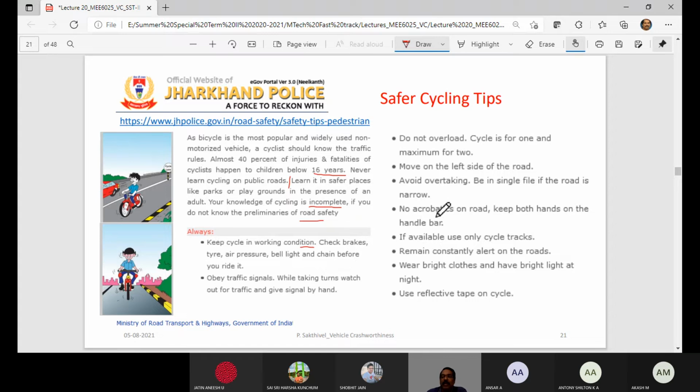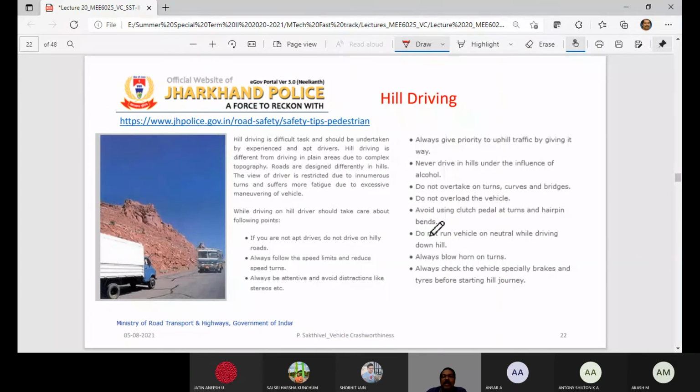I could see this very interesting and valuable instruction on the site, and it should be read through completely. And then there are guidelines for hill driving. Hill driving is a very careful drive, and we can't overspeed there. We have to follow the speed limit. Two lanes are sometimes not possible on the hill road. You could see it's one road, and vehicles are also coming from the front. Hill driving is a difficult task and should be undertaken by experienced and able drivers.